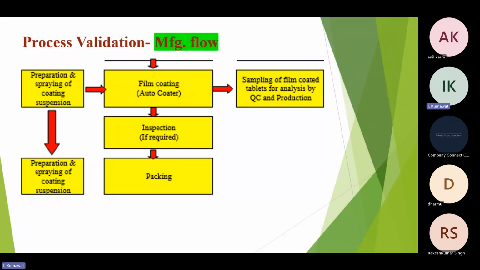Then after compression, the next step is film coating. For making the film, we have to prepare the coating solution. Again we perform sampling at the film coating stage, then inspection, and finally packing, and then we commercialize the product.